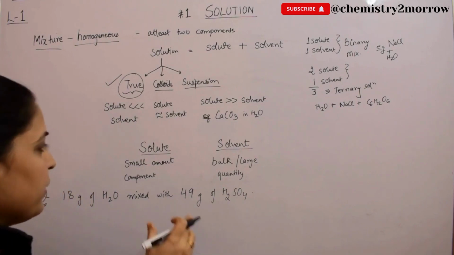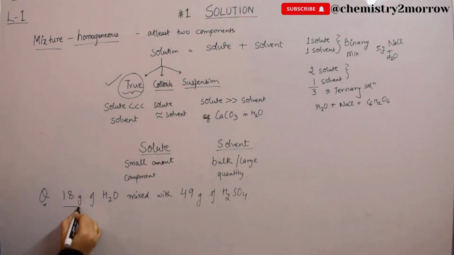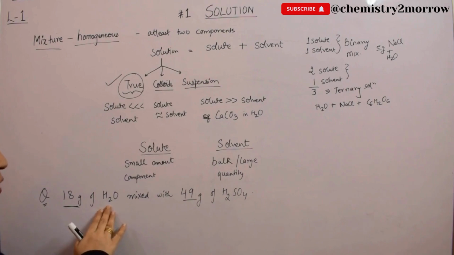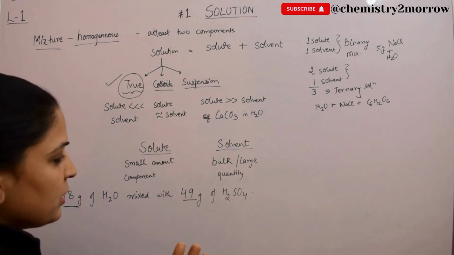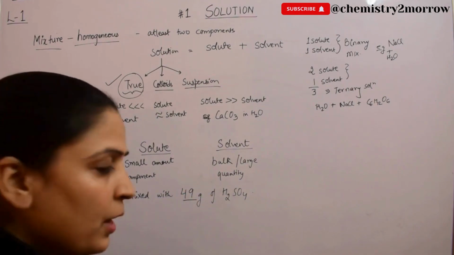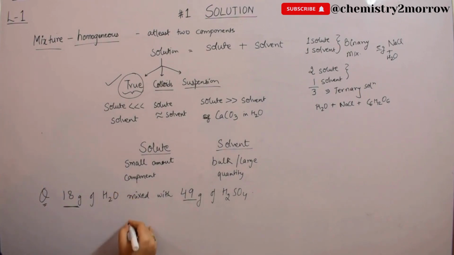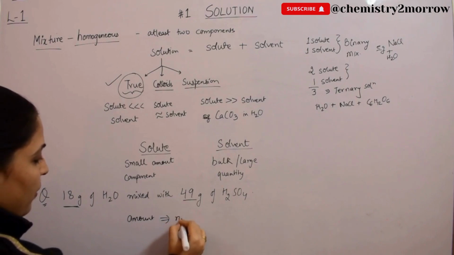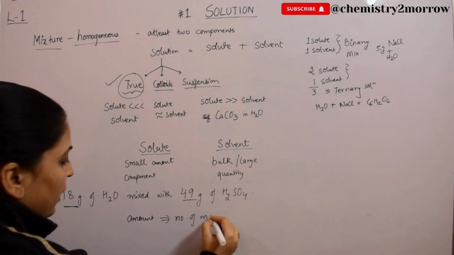Like I said, if it is the amount, then since the mass of water is less than that of sulfuric acid, does this mean that water is a solute and sulfuric acid is a solvent in this case? No, because here the amount refers to the number of moles and not the mass.